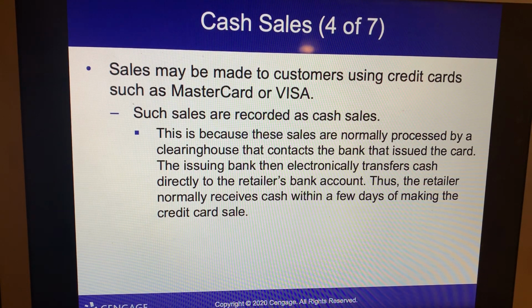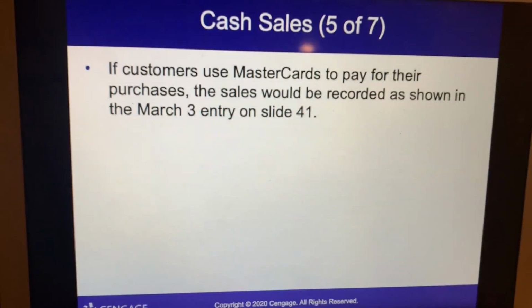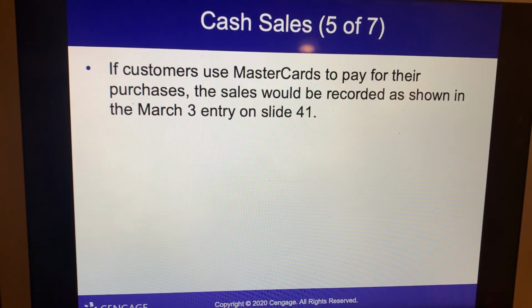Sales may be made to customers using a credit card such as MasterCard or Visa. Such sales are recorded as cash sales. This is because these sales are normally processed by a clearinghouse that contacts the bank that issued the card. The issuing bank then electronically transfers cash directly to the retailer's bank account. Thus, the retailer normally receives cash within a few days of making the credit card sale. If customers use MasterCard to pay for their purchase, the sales would be recorded as shown in the March 3 entry on slide 41.